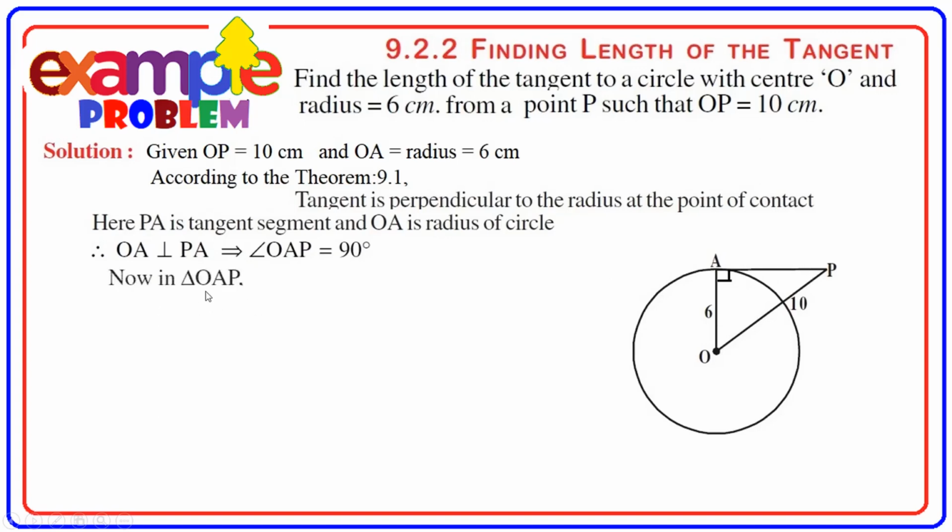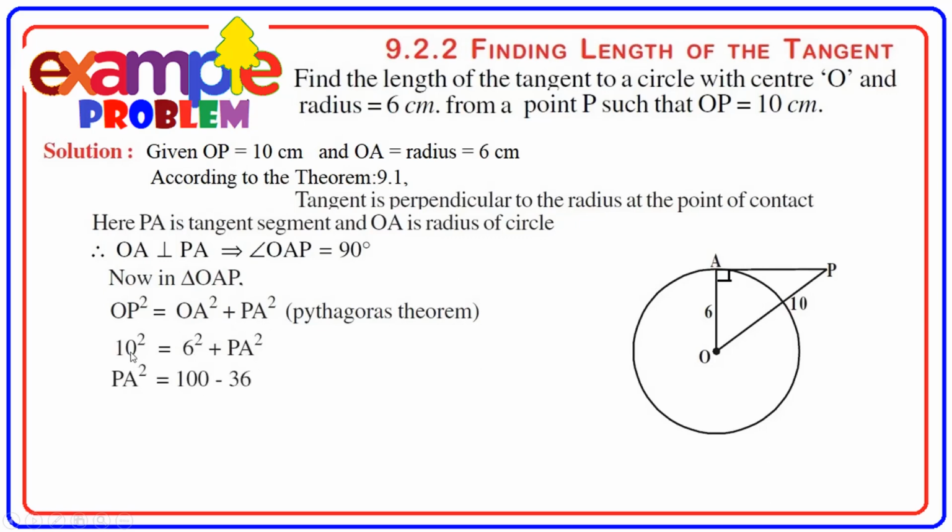Now in triangle OAP, OP square is equal to OA square plus PA square. OP square means hypotenuse square. This is OA side square. This is PA, another side square. According to the Pythagoras theorem, OP square is equal to OA square plus PA square. That is, OP square means 10 square, OA square means 6 square, and we have to find the value of PA.